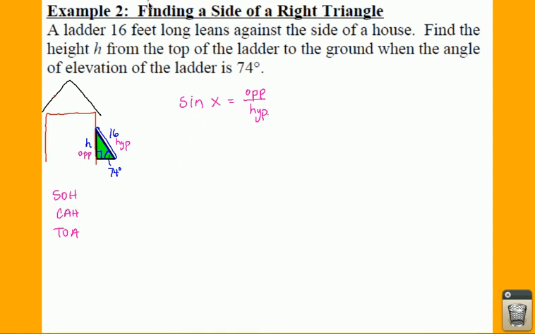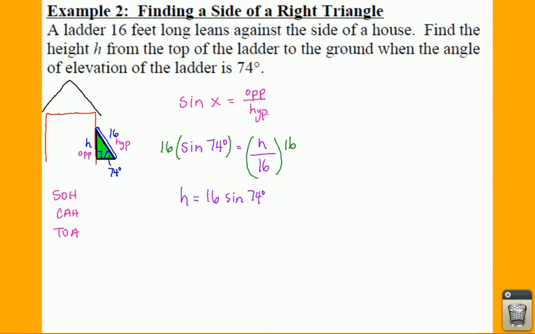So we're going to say the sine of 74 degrees, I see a degree sign, so it must mean my calculator needs to be in degrees, equals the opposite side, which is your height, which I put in for h, over the hypotenuse, which is 16. So we're going to have to solve this equation, which means we need to multiply both sides by 16, and make sure your calculator is in degrees. So you have 16 times the sine of 74 degrees.